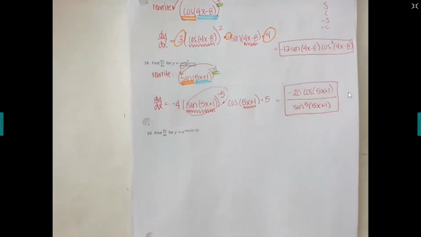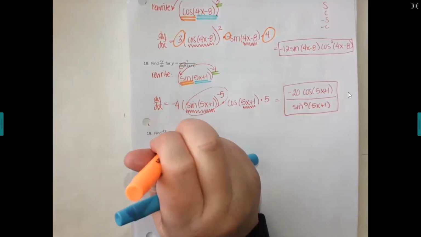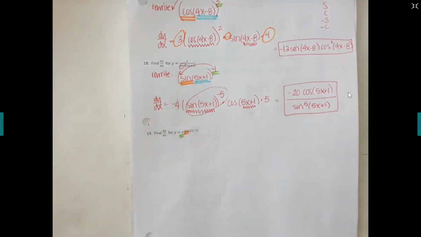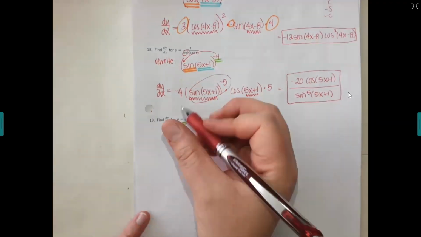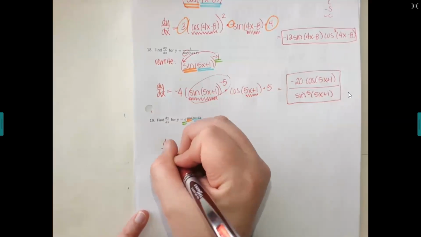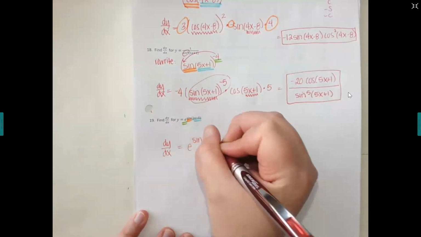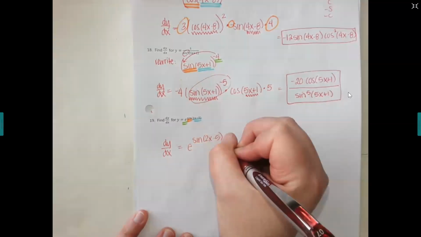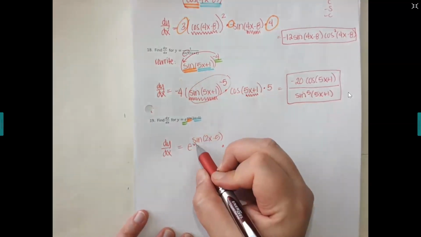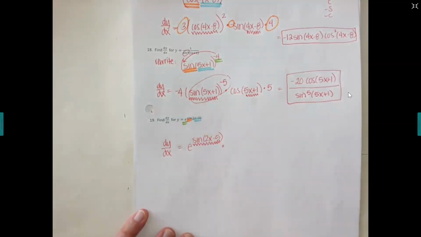All right, last one. We have a dy dx for y equals e to the sine 2x minus 5. Let's count our layers. Our outside layer is e. Then inside e is sine. Then inside sine is 2x minus 5. Remember, we start with the outside first. The derivative of e is going to be e again to the sine 2x minus 5, times. Then I'm going to take my sine 2x minus 5 and multiply its derivative at the back.